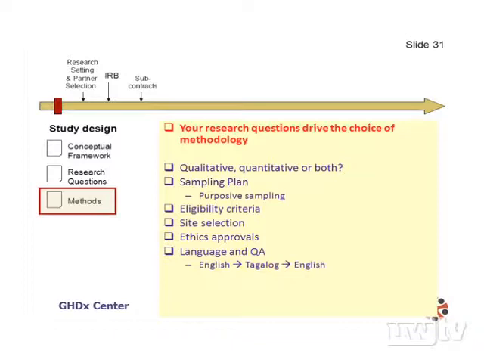And of course, if you're doing work in different countries, you have to think about language and the QA around the different guides that you use. So for us, we took English. We worked in the English version first, translated into Tagalog, which is the language in the Philippines, in the National Capital Region, and then we back translated it again to English for quality assurance.